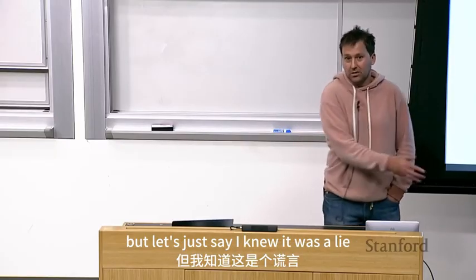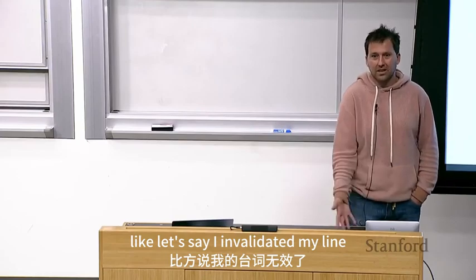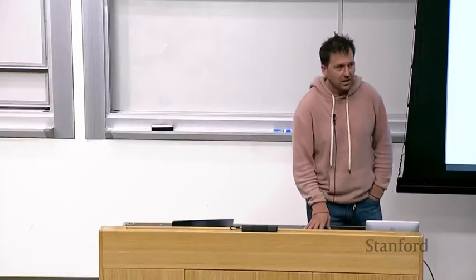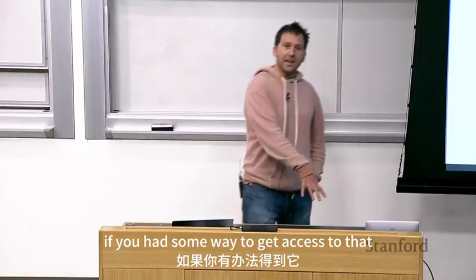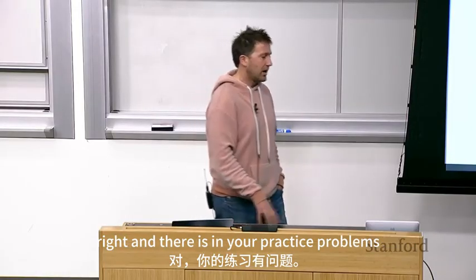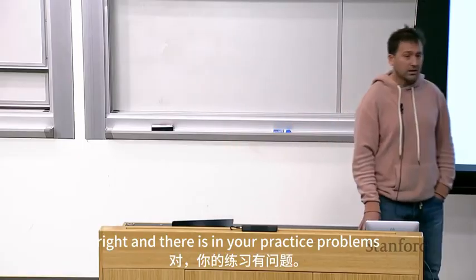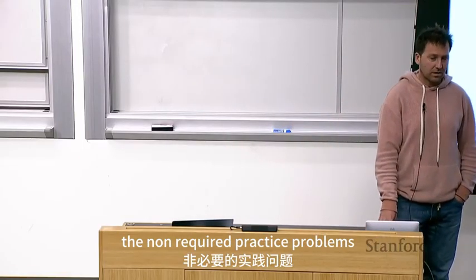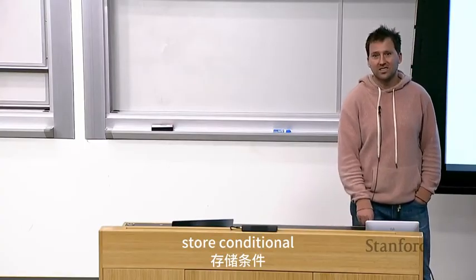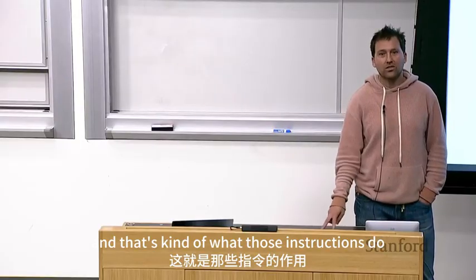But let's just say I knew it was a write. Like let's say I invalidated my line instead of dropping it to the shared state or something like that. If you had some way to get access to that, then you could provide me some alternative solutions, right? And there is, in your practice problems, the non-required practice problems, there's a pair of instructions called load link, store conditional. And that's kind of what those instructions do.